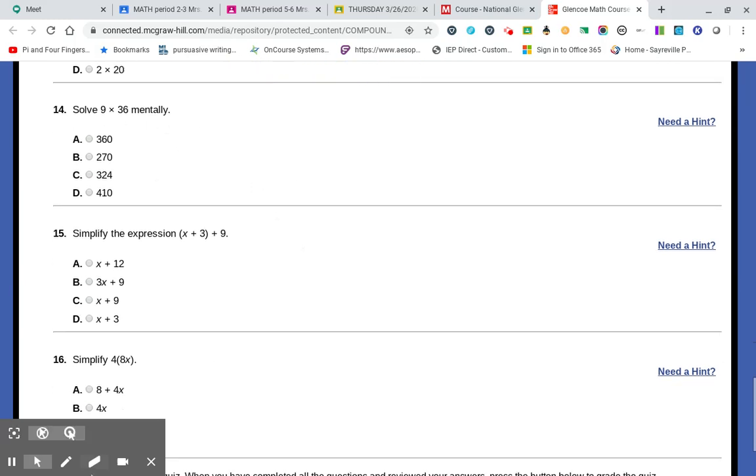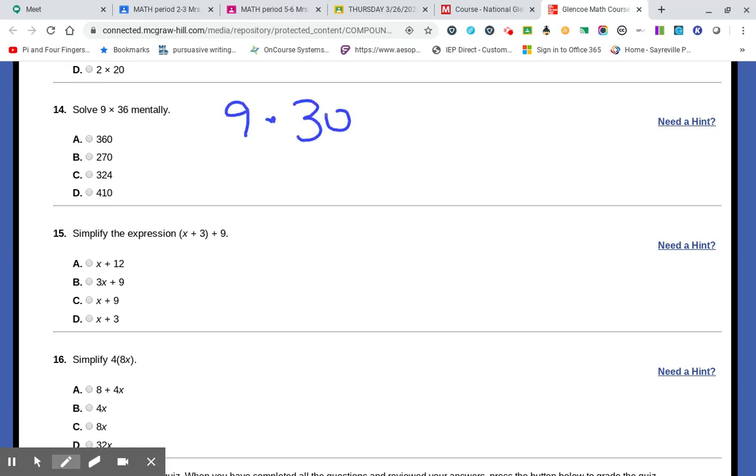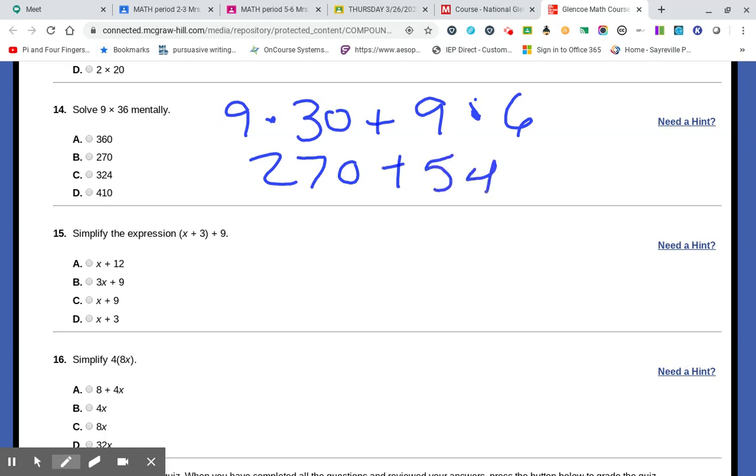Another one, solve it mentally. Same idea. Listen, I know you guys are home and you're going to probably use your calculators. But if you're going to solve it mentally, just to show you what they mean, 9 times 30 plus 9 times 6. So 9 times 30 is 270. 9 times 6 is 54. And then when you add up 270 and 54, you should get 324. So here the answer is C.